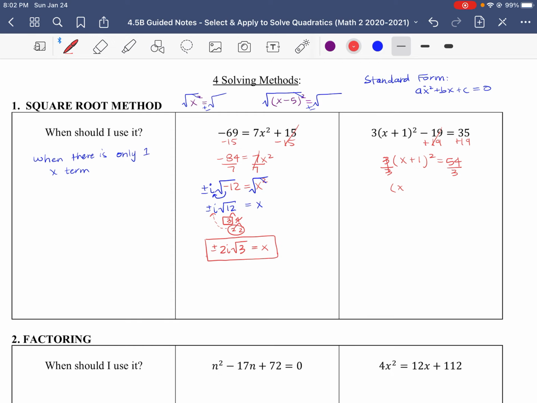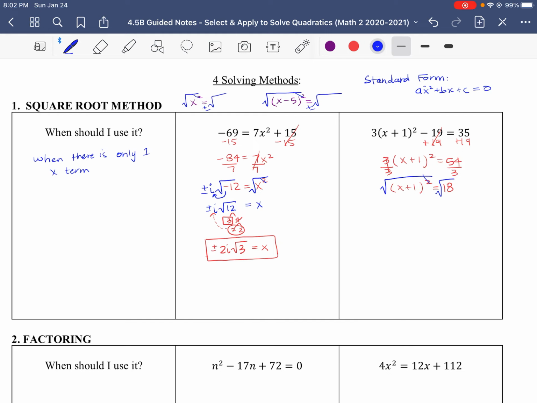And that leaves us with our x plus 1 squared is equal to, and we can go ahead and divide that. Important too that you notice that this x plus 1 is squared. So we want to make sure that we do the square root at this point, because the x plus 1 is inside the parentheses, so our next step is to get rid of that squared.